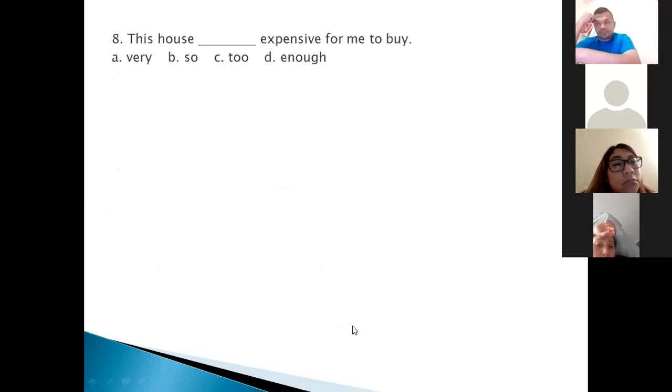This house is too expensive for me to buy. Too expensive. I can't buy it. It's too expensive for me to buy. There is a problem.